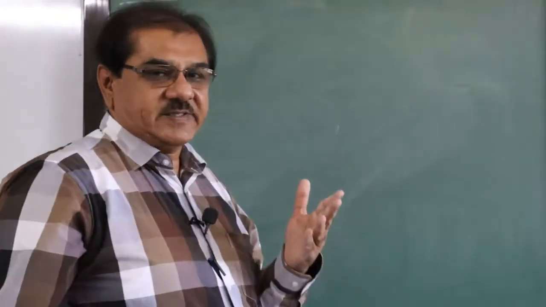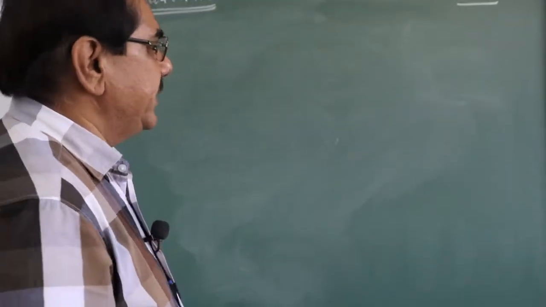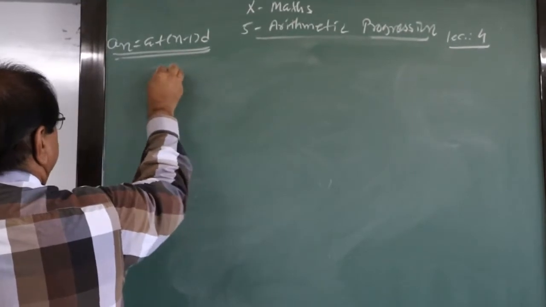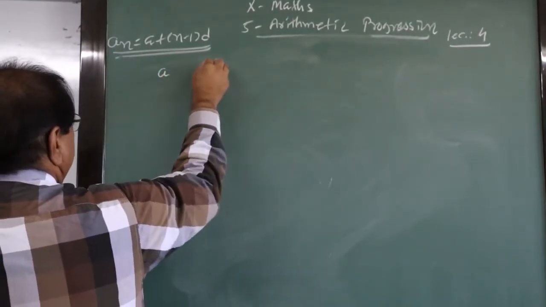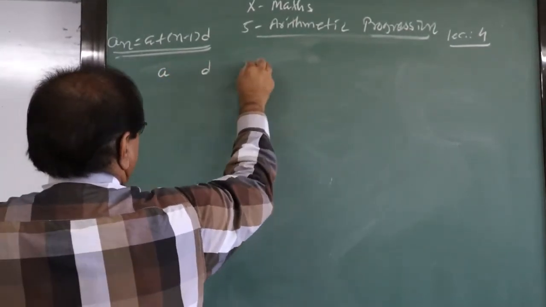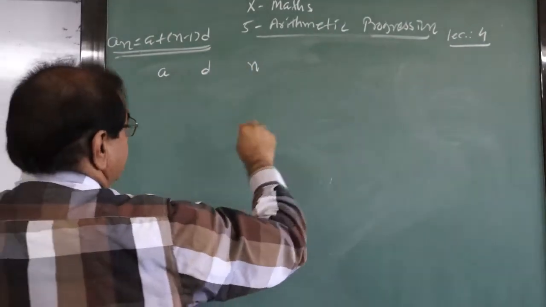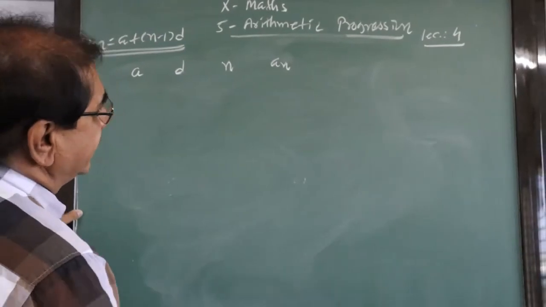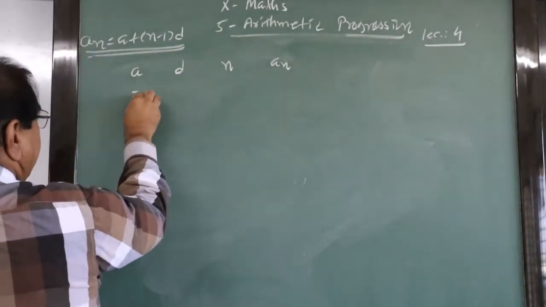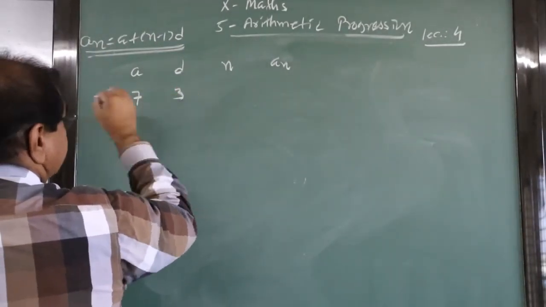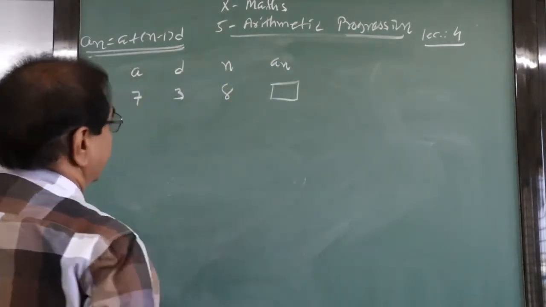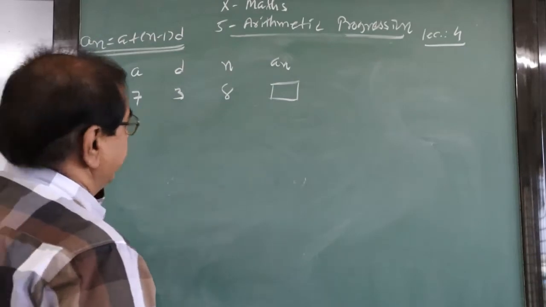1 into d. Now we take certain questions of exercise number 3.2. Okay? So one table is given here: first term a, common difference d, number of terms n and nth term. So first, a is 7, d is 3, n is 8. You have to find out an. We take this question only.